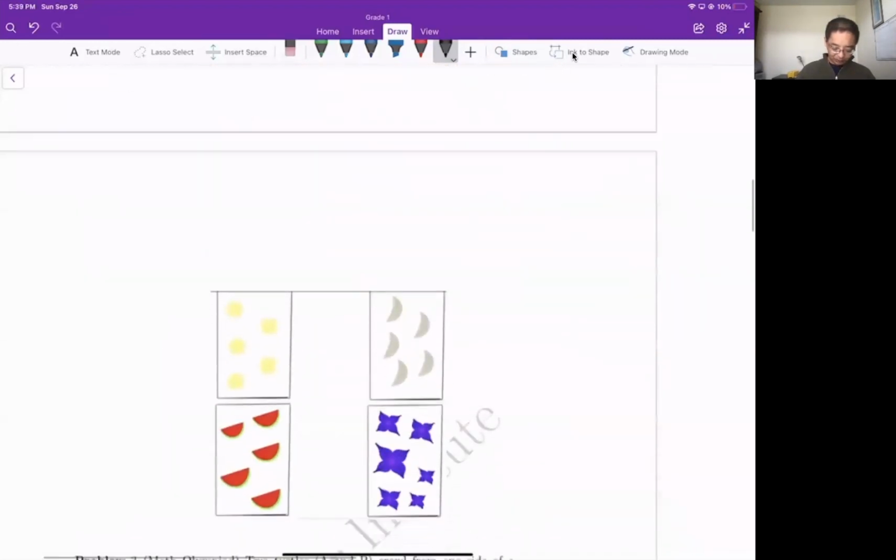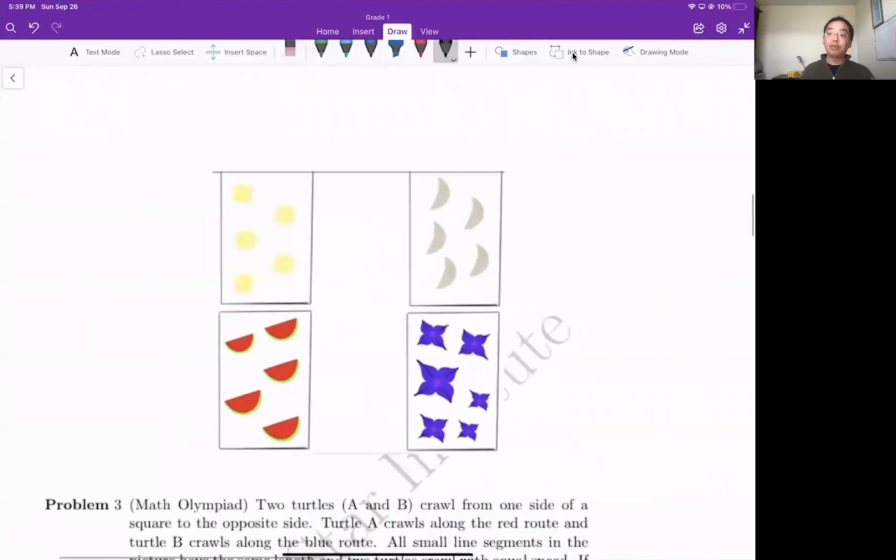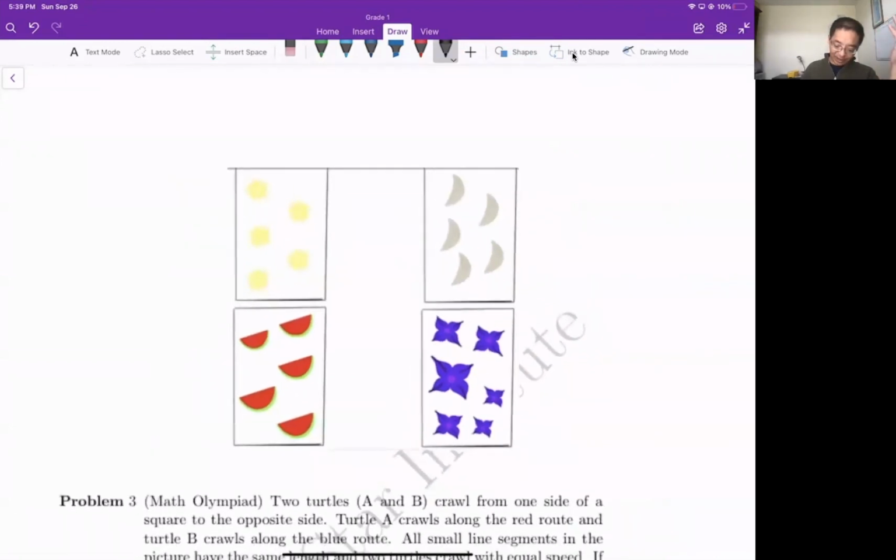Question number 2. Here we have 4 pictures. Each picture has a certain number of items. Say the first one, we have stars, and then we have moons. This one has watermelon, and this one has flowers. The question asks, we need to identify the picture that has a different number of items.